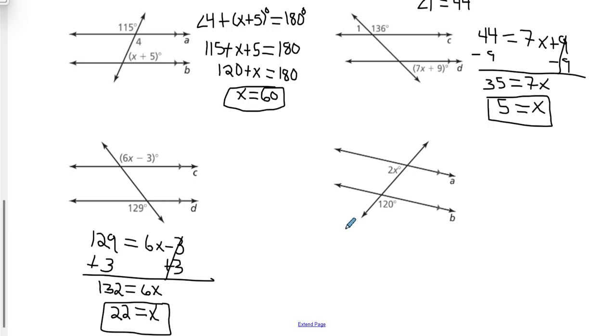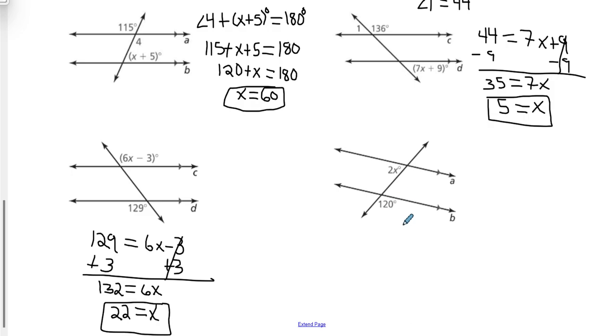So right away, it doesn't look like I have much of a relationship to establish between this 120 and this 2x. Okay, so double check. Line A, line B, are they parallel to each other? Okay, sure are. Now, what can I do to establish a relationship where I can solve for x?